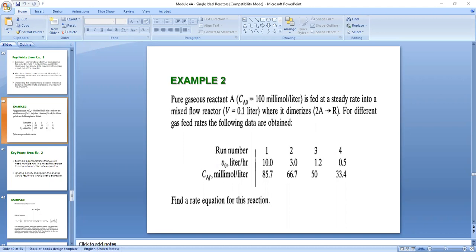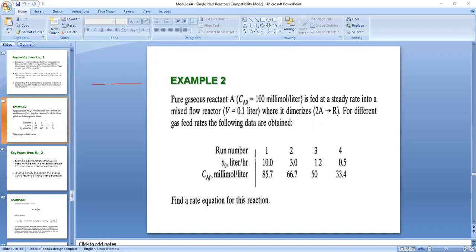The keywords that you're going to take note of in here are these two: gaseous, and this one, very important also, pure. Gaseous reactant A. So this is the initial concentration of A. It's fed at steady state to a mixed flow reactor, and this is your stoichiometric equation. And these are the series of runs at different volumetric flow rates.